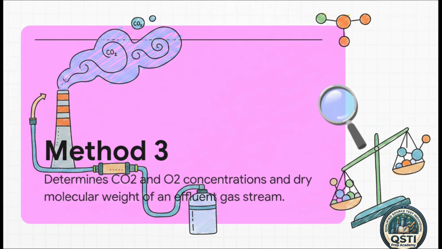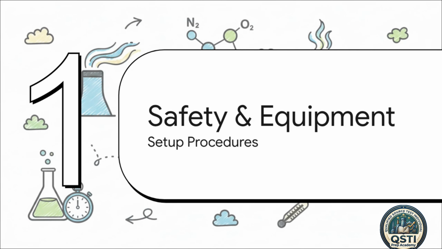Method 3 is used for one primary reason. We have to find the dry molecular weight of a sample from an effluent gas stream. And how do we actually get there? Well, by extracting a gas sample and analyzing it specifically for the concentrations of carbon dioxide and oxygen. Without those two percentages, you literally cannot calculate the molecular weight. It's really that simple. All right, moving into our first major area, safety and equipment setup.